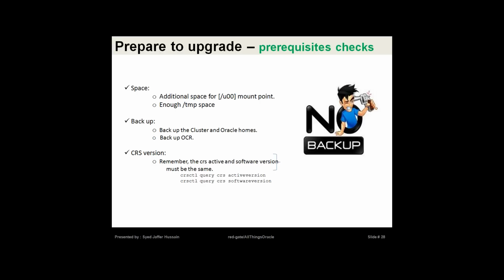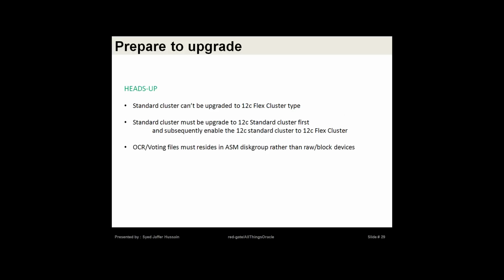Just note down before you start your upgrade that your active version as well as software version are pointing to the same one. If you get a different result for active version and software version, that means the previous upgrade or installation that you have done is not complete on all the nodes. You need to make sure that the CRS active version and software version reflect the same version.